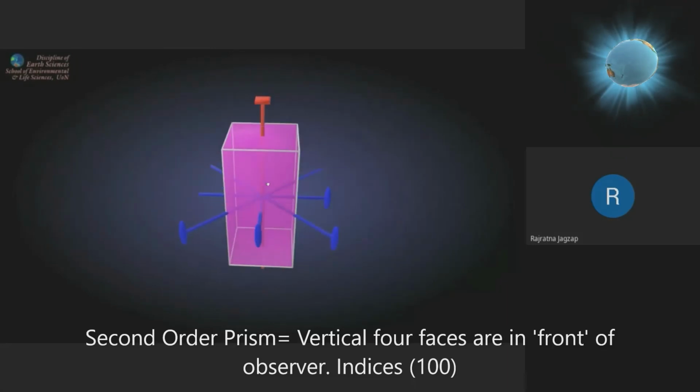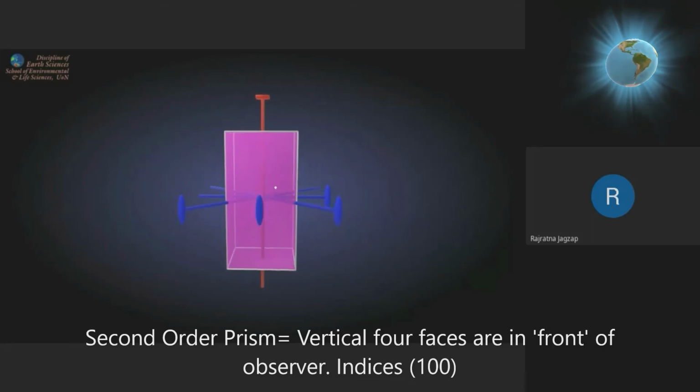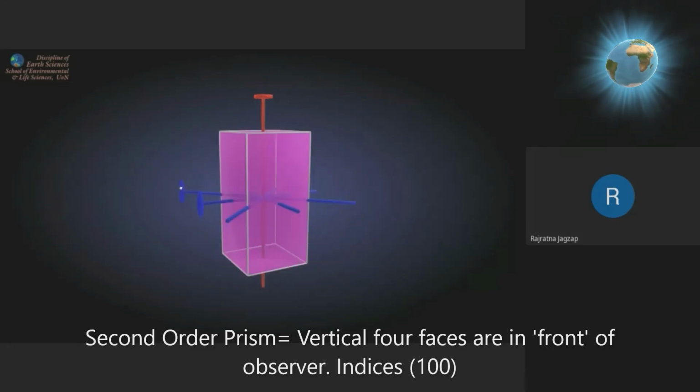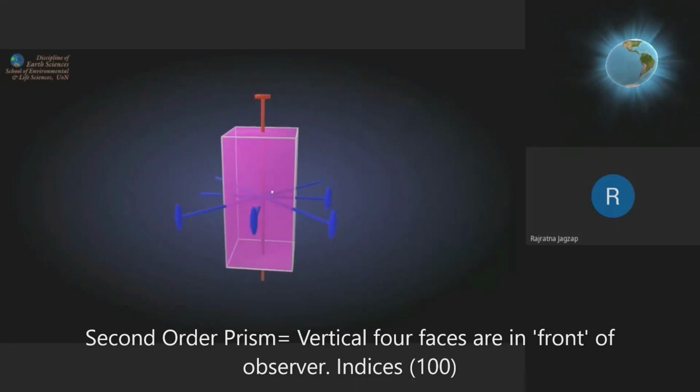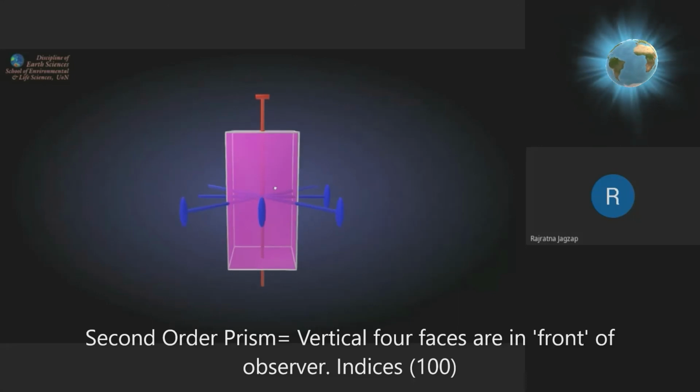Both orders of prism are present in this model. Either first order, if you hold it like this, or if you hold it like this, it is called second order prism. But it is basically a prism. What is prism? Prism should have vertical faces. How many faces should be in the prism? 4 faces. So 4 faces which are vertical forms a prism. So this is basal pinacoid.